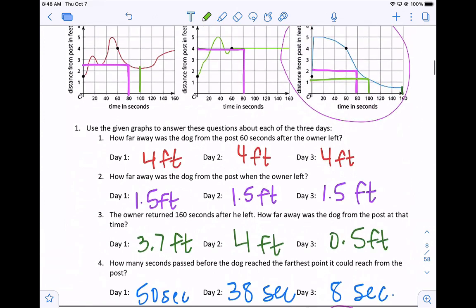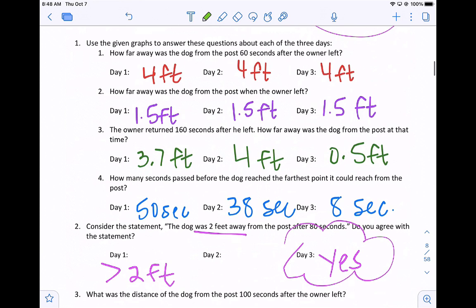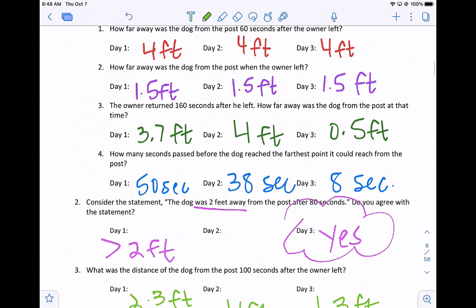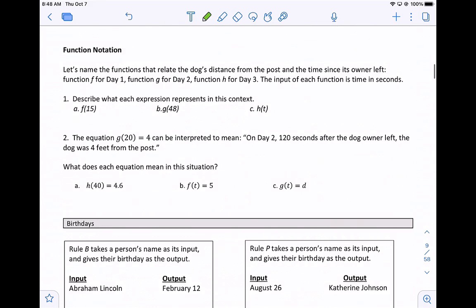So what we've done here is we looked at graphs of functions and we were able to read the graph to answer the questions. So today we're going to look at function notation, which will be a shorter way of asking all of this. If you notice, this is pretty wordy, and we can actually use this thing called function notation to ask the same questions.